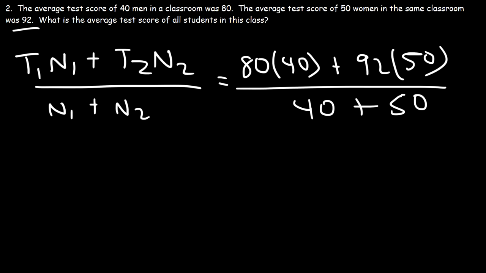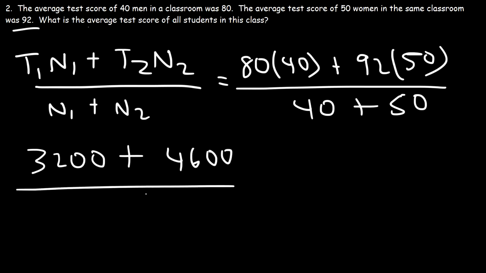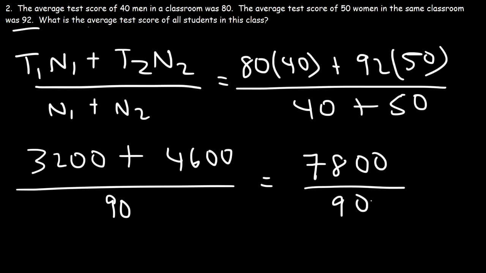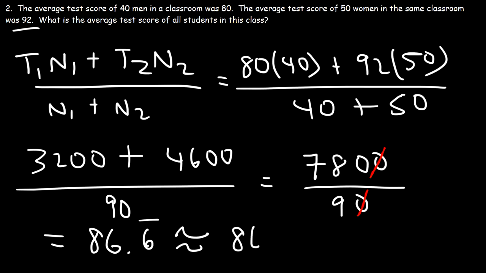So now let's do the math. We have 80 times 40, which is 3,200. And then 92 times 50, that's 4,600. And then 40 plus 50 is 90. 46 plus 32, that's going to be 78. So 7,800 divided by 90, we could cancel a 0. So it's 780 divided by 9. And so the average test score is 86.6 repeated, which we're going to round and say it's 86.7. And so that is the average test score of all students in the classroom.